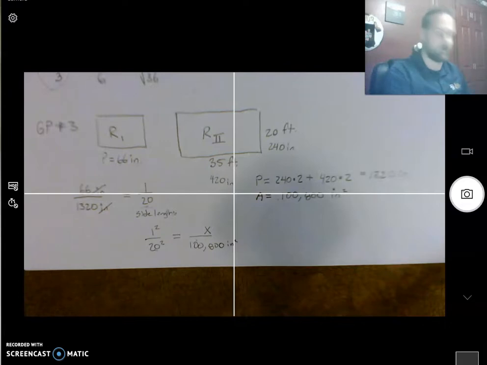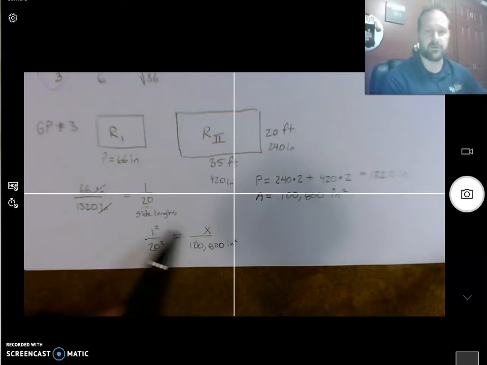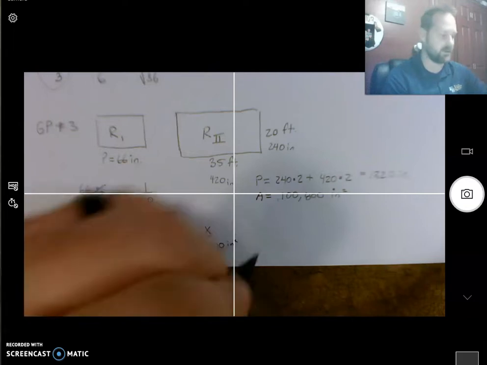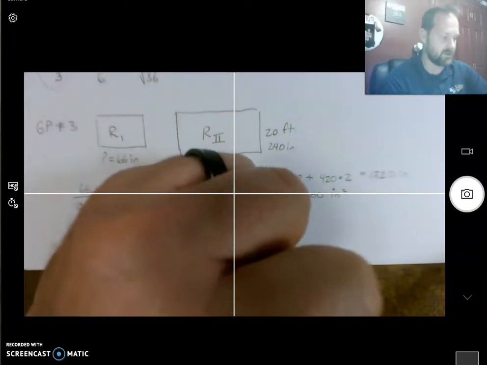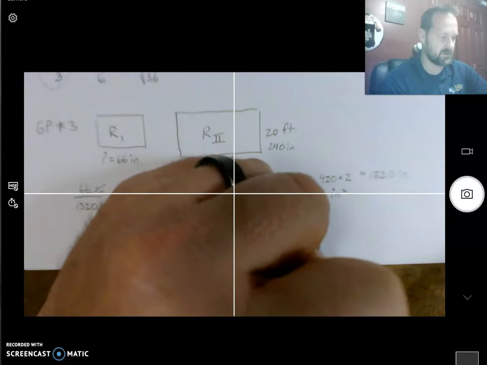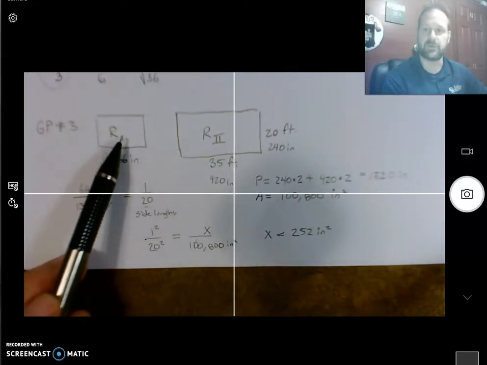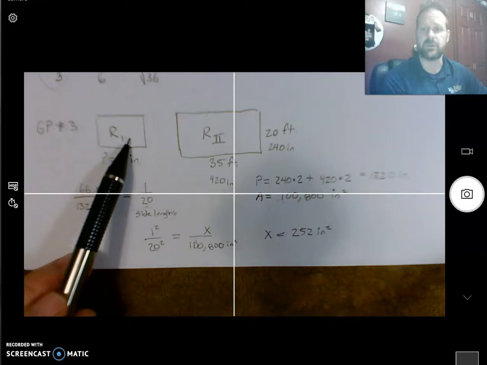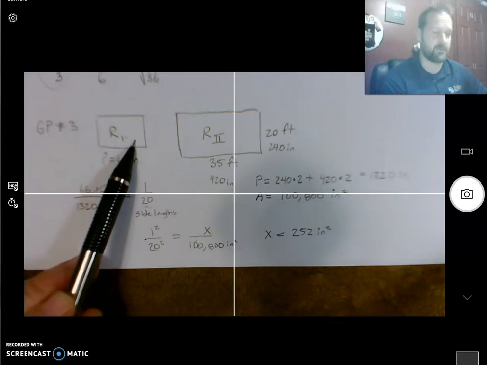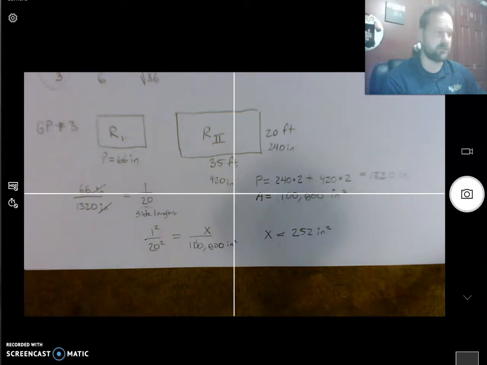Now I simply want to take that number and divide by 400, since 20 squared is 400. And so then x is going to be 252 inches squared. So the area of this one here is 252 inches squared. Okay, I think we have time for possibly one more. So let me pause here and get that one set up.